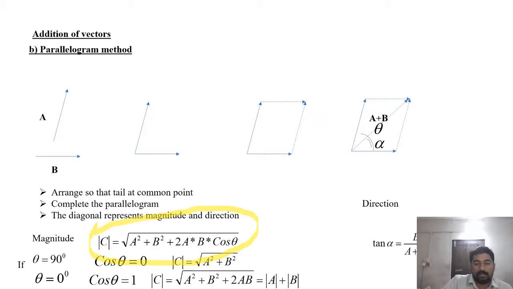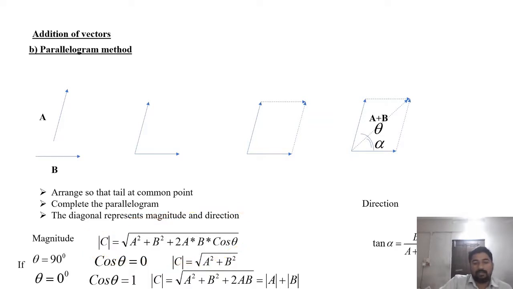The magnitude of C is represented by the root of A square plus B square plus 2 into A into B into cos theta. These are all magnitudes. What is theta? Theta is the angle between A and B. So the vector magnitude is the root of magnitude of A squared plus magnitude of B squared plus 2 into magnitude of A into magnitude of B into cos of the angle between A and B. So you have to remember this.